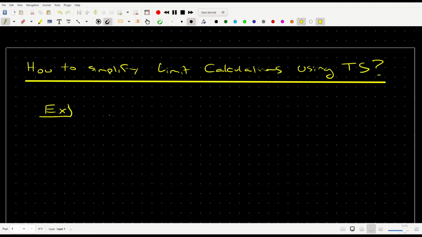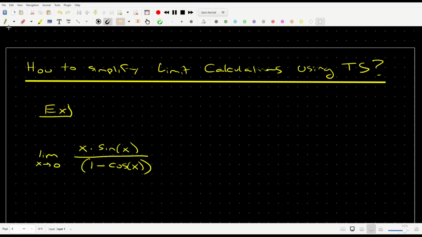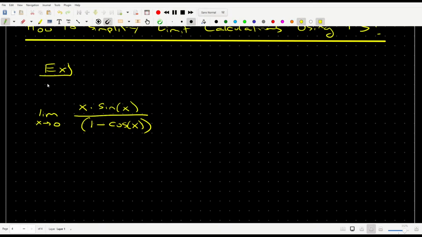The first example that we went over on the midterm was the limit as x goes to 0 of x times sine of x over 1 minus cosine of x. And on the exam, you were asked to use L'Hopital's rule to show what this limit is. But I'm going to show you a different way of getting this limit using Taylor series.